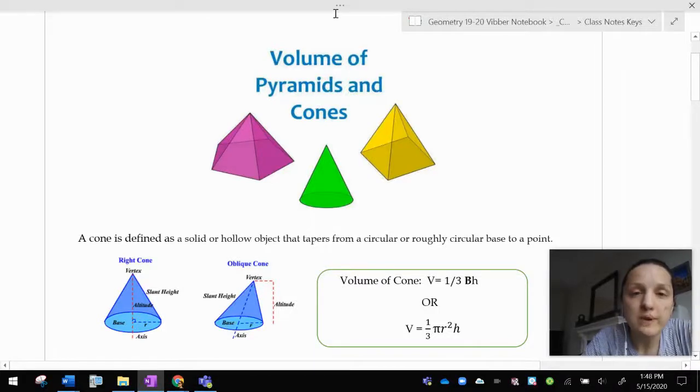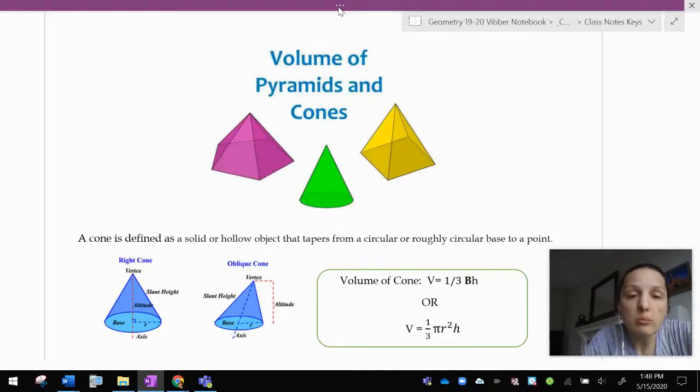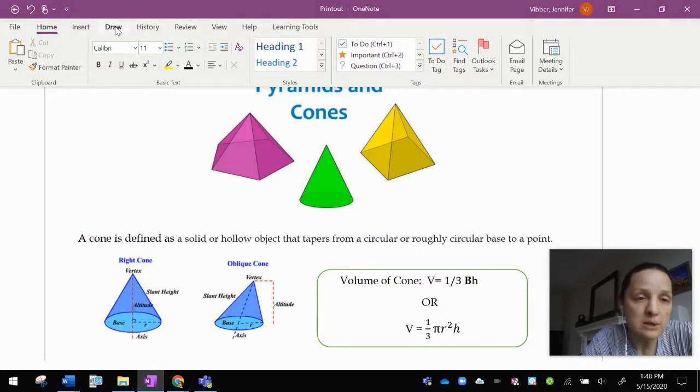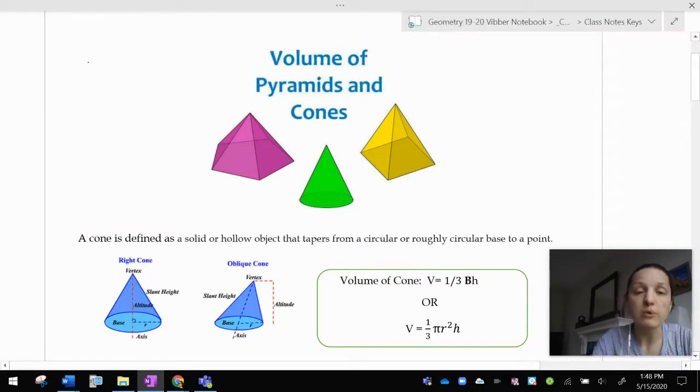Hello, and welcome to a video about volume of pyramids and cones. And in a couple of moments, we will also be doing the volume of a sphere. The reason we put all of these together is they have one thing in common, and we'll talk about that at the end. The volume of a pyramid and a cone are honestly the same exact formula.